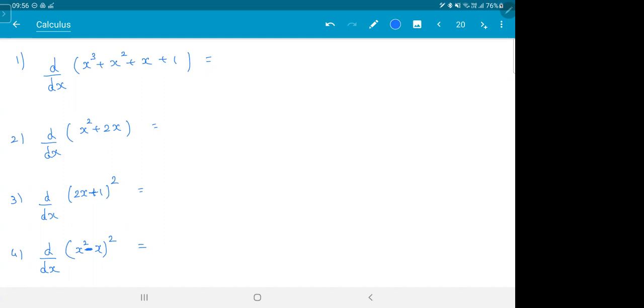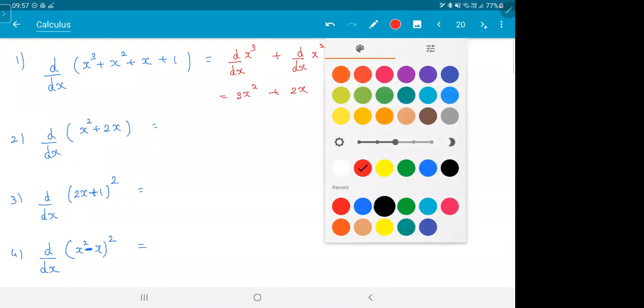Let's see the first one. We have to differentiate each one separately. x cube will not be written like this later on. You should see and tell the answer directly. x cube's differential is 3x square, x square is 2x, x is 1 and 0. Everyone got that? Check anyone that you didn't get.